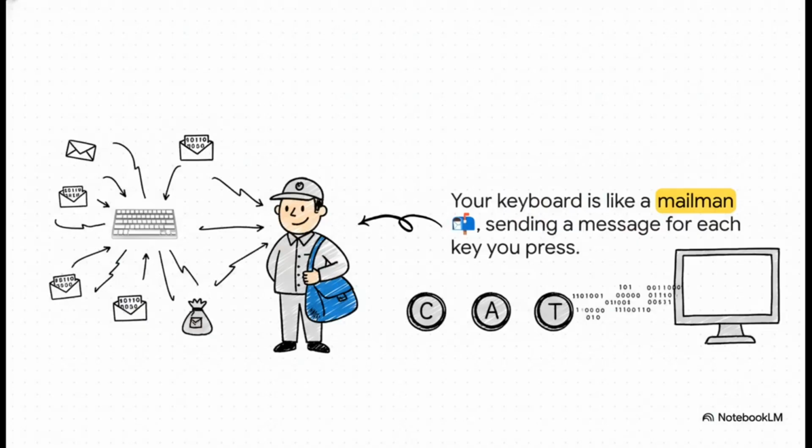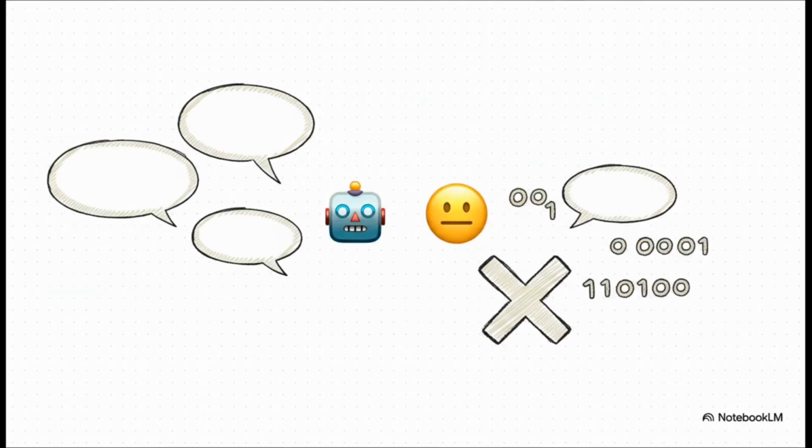Okay, so it all starts with your keyboard. The best way to think about it is like a mailman. Every time you press a key, say the C key, the keyboard zips a tiny little electronic message over to the computer that says, hey, C was just pressed. And it does the same thing for A and for T. But here's where we hit a snag. The computer gets these messages, but it's totally clueless. It has no idea what a C or an A even is. It's basically looking at them going, I don't speak letters. See, it only gets one thing, numbers.